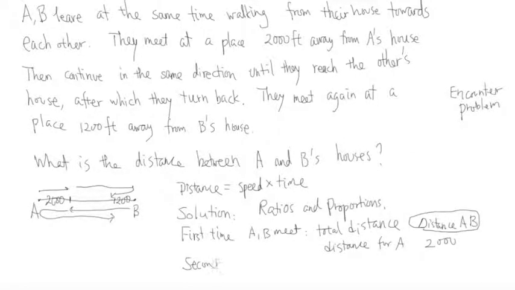Meanwhile, the second time they meet, let's see what's the total distance traveled. So how much did A cover? Well, the second time they meet, A will need to cover the whole distance from A to B plus the 1,200 feet. B will need to cover the whole distance from A to B plus this amount, again, I don't know. But the amount that I don't know plus the 1,200 feet, that together will again be the distance from A to B. So if you look at the graph, we have one distance from A to B, another distance from A to B, and a third distance from A to B. So in total they cover 3 times the distance of AB.